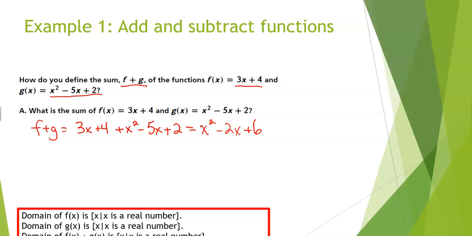And I apologize, you can't see all of the bottom, but the domain of f of x in set notation looks like this. X is a real number. You could do less than infinity or greater than negative infinity, but let's do it this way because we're kind of used to that. And the domain is the same thing. It's any real number. And then at the bottom it says the domain of f of x plus g of x is also a real number.